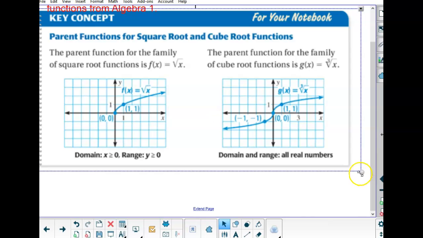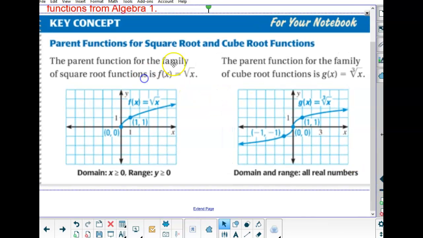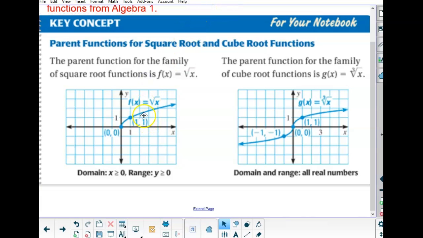Just a quick refresher, I'm not going to really go over a ton of this. I'll hint at one thing here today that will make sense later on. So we have a parent function for square root and cube roots. So the parent function is just the square root of x or the cube root of x. And these are their graphs. This is what each graph looks like.